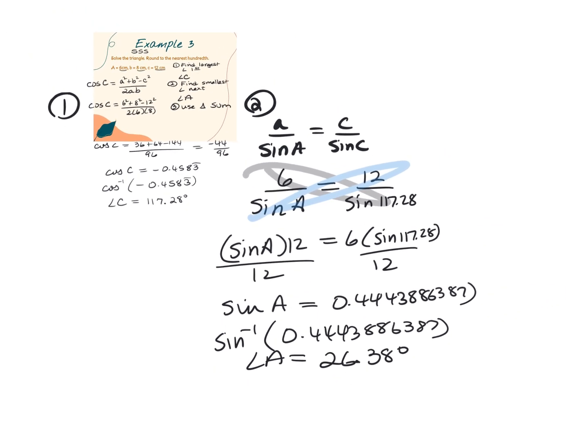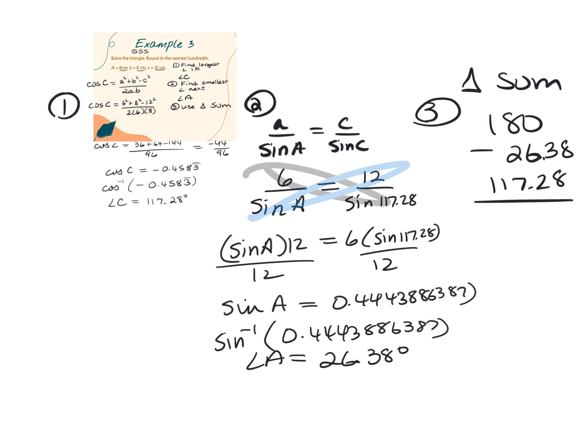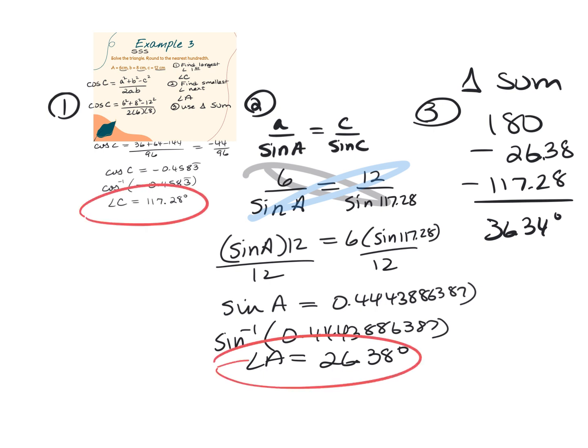And then step 3, triangle sum. 180, I'll minus the angle I just found, plus the first one I found, the 117.28. Once I subtract all of this, my last missing angle is 36.34 degrees. So my triangle is now complete. I found the 3 angles, and this was angle B, and I started out by having all 3 sides.